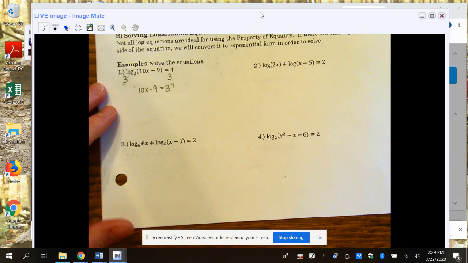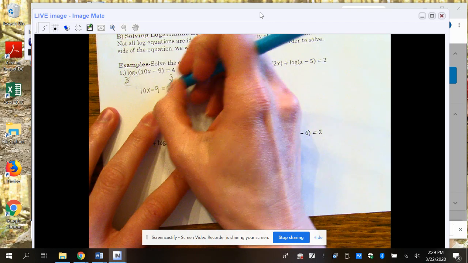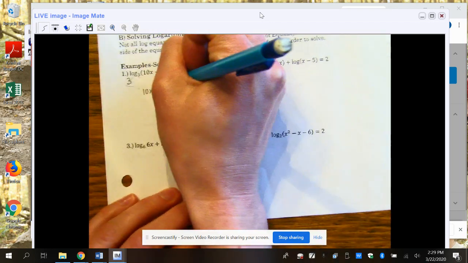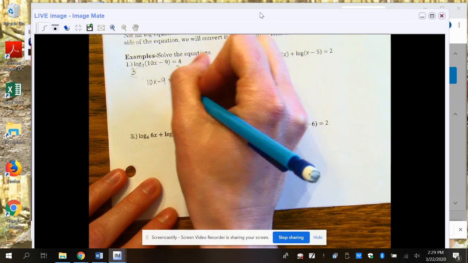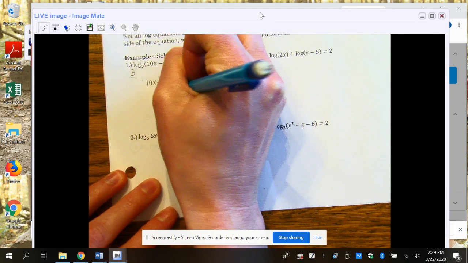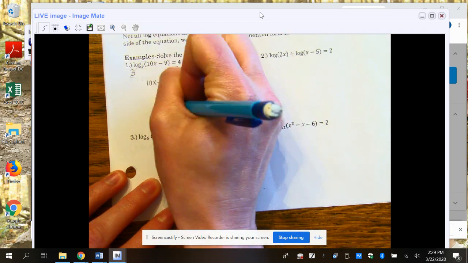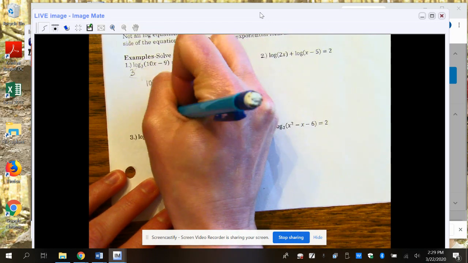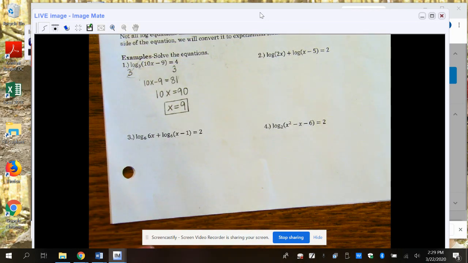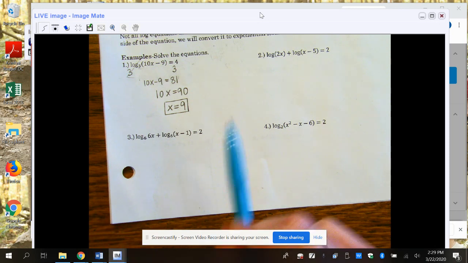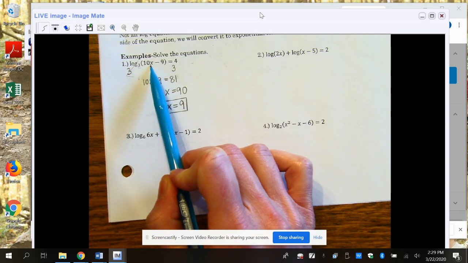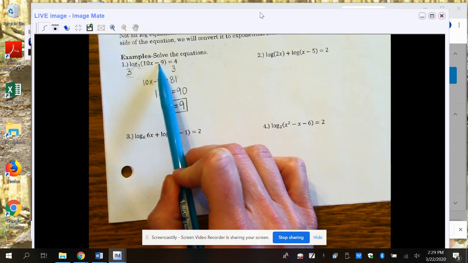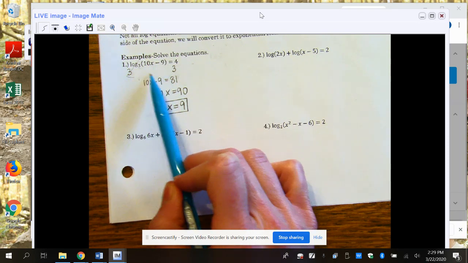Now if I change this 3 to the 4th to be 81, I'm just going to erase this to save a little bit of space here, and I can solve this from here. 81 plus 9 is going to be 90, and 90 divided by 10 is 9. We still have to check our answers here, because we cannot have a variable value that makes our logarithm negative. So when I plug 9 back in here, 90 minus 9 is 81, and 3 to the 4th is 81.